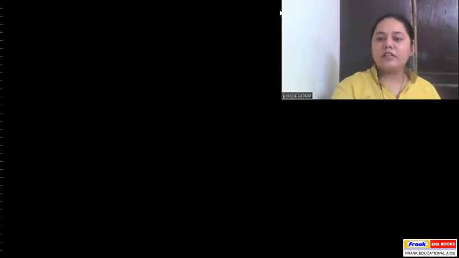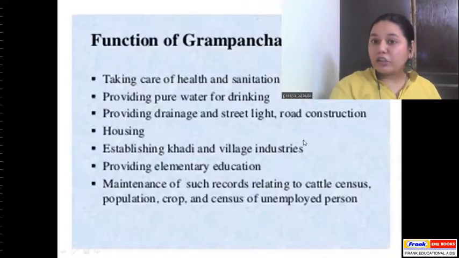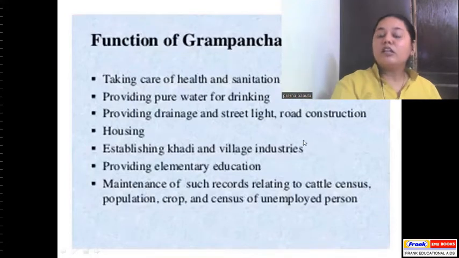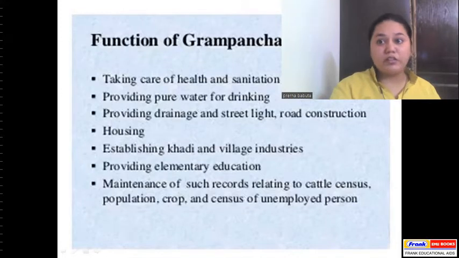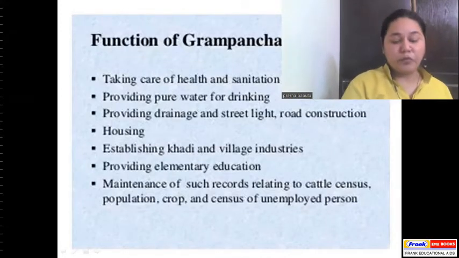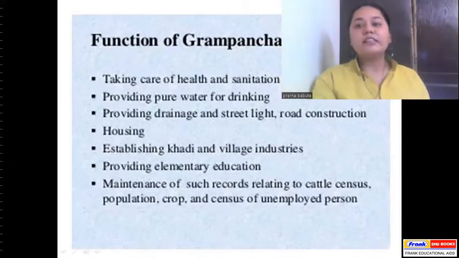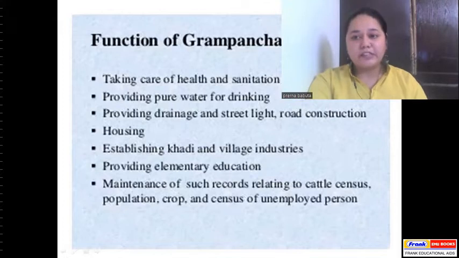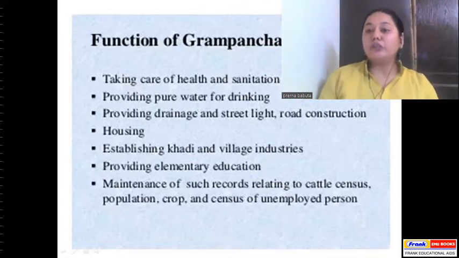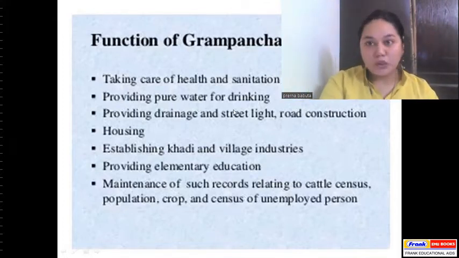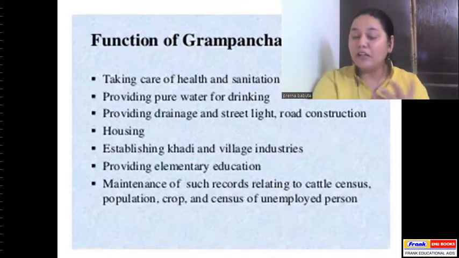Understood till this point? So let's move ahead. Now what are the functions of the Gram Panchayat? First, taking care of the health and sanitation of the village. That is, the health facilities are provided, proper clean water is there. To ensure all these basic facilities, Gram Panchayat is responsible for it. Providing pure water for drinking. Again, if you have good, pure and clean water for drinking, health is taken care of.